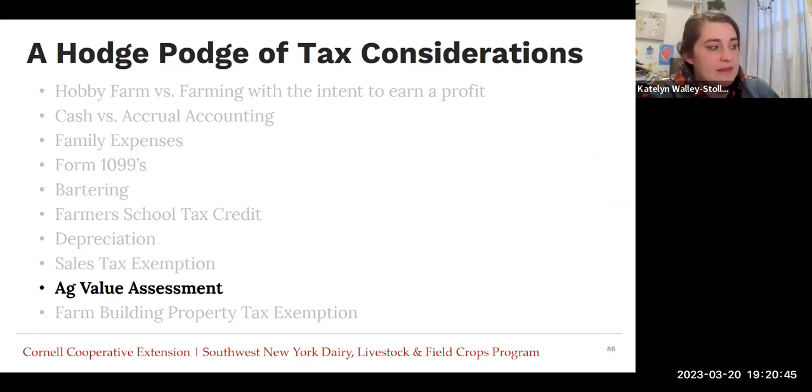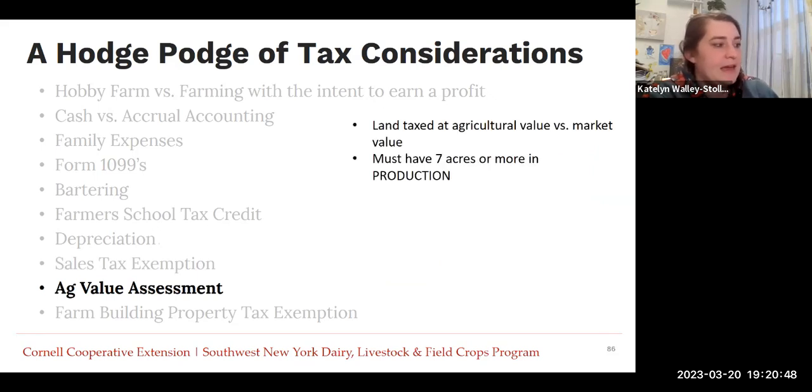We already talked about the ST-125, and I have 2 more things to talk about, and then we'll wrap up for the night. The next thing is something called an ag value assessment. Ag value assessment is a way to significantly save money, and it's oftentimes a good goal for beginning farmers. Ag value assessment recognizes that agriculture requires a lot of land, and farmers have to pay a lot of property tax on that land.